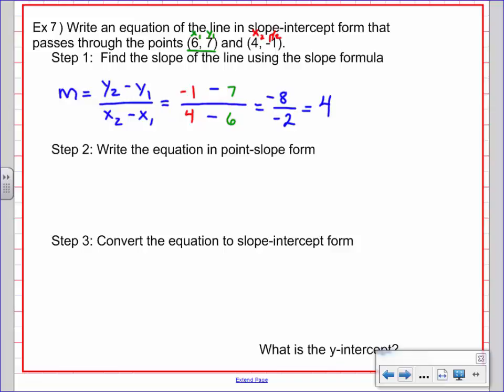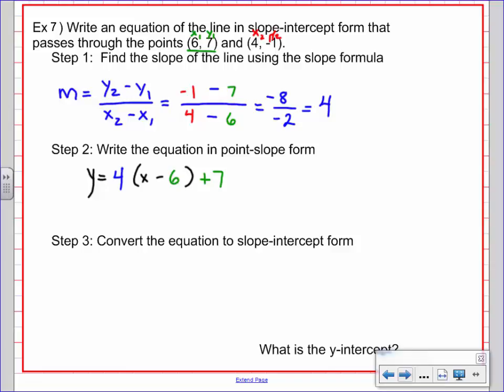Now, once we have our slope, we can write it in point-slope form. So if I remember, point-slope form has something like this. Our slope always goes in front of the parentheses, so in this case, our slope is 4. And now we need a point. Does it matter which point we choose, (6, 7) or (4, -1)? No, it doesn't. So I'm going to choose (6, 7). So behind the x, I will write 6, and outside the parenthesis, I will write +7. So that is the equation in point-slope form.